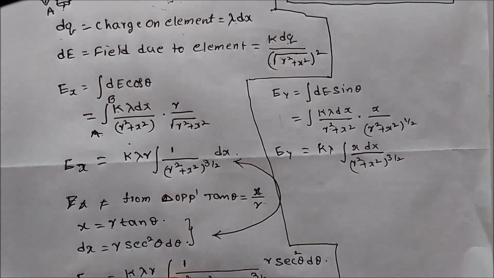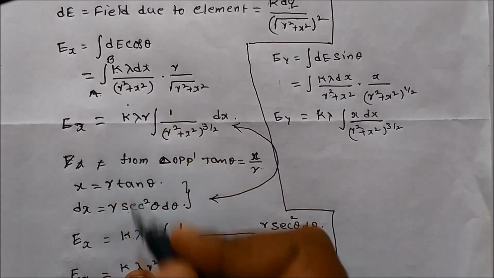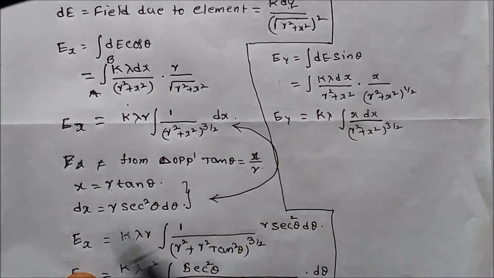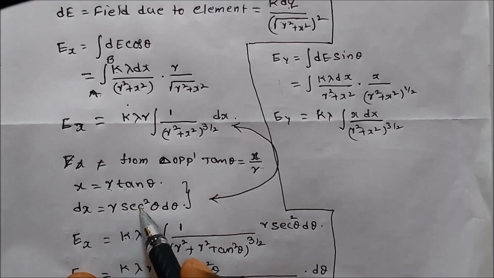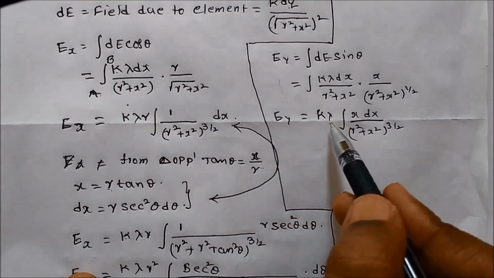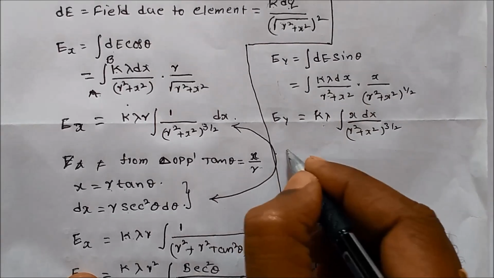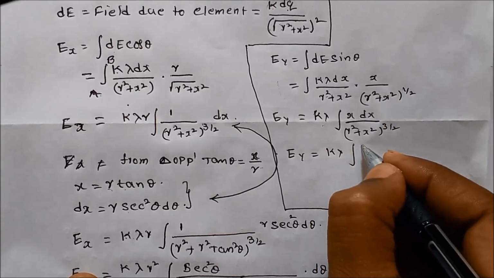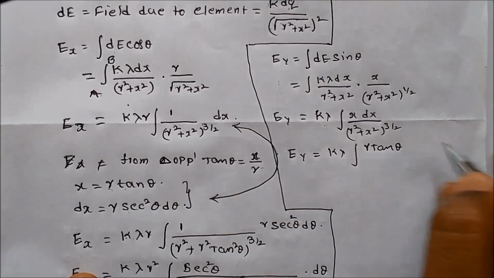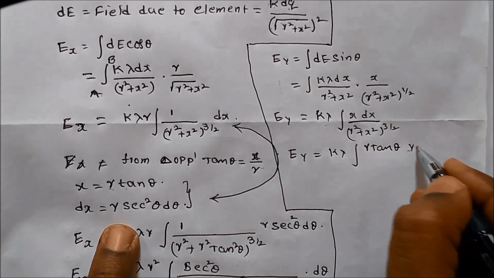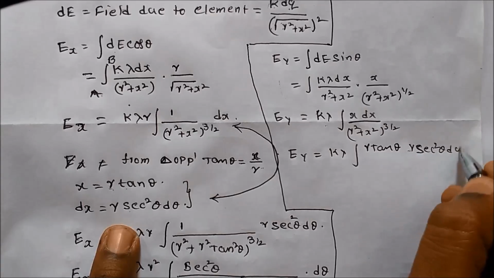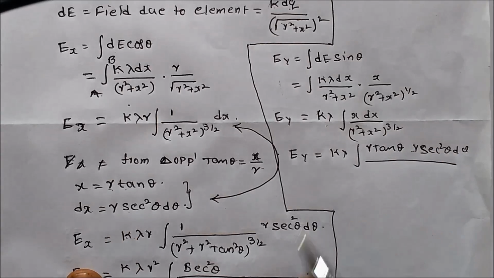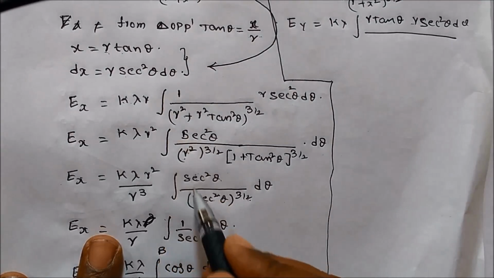Right, now as we substituted in Ex, again I am substituting x as r tan theta to solve Ey also, and dx as r secant square theta d theta. If I substitute that, then Ey is equal to k lambda times the integral of x, which is r tan theta, and dx, which is r secant square theta d theta, over (r square plus x square) to the power of 3 by 2. What did we get for (r square plus x square) to the power of 3 by 2, sir?